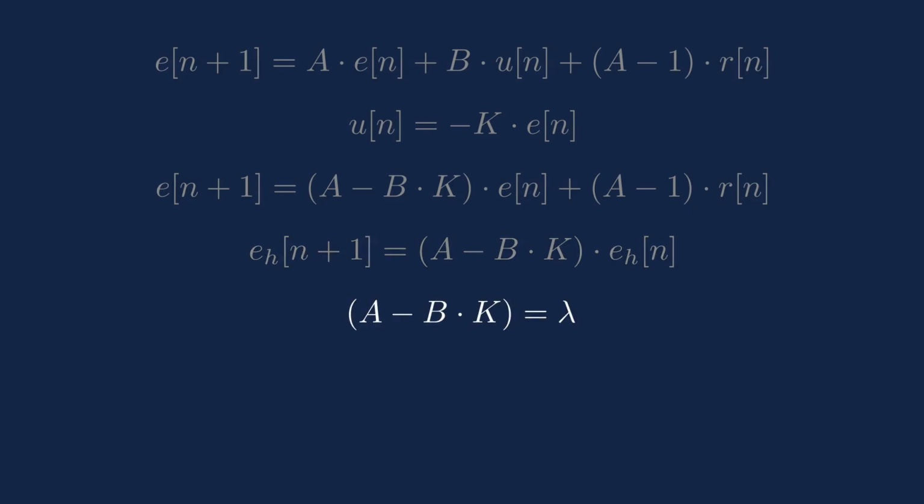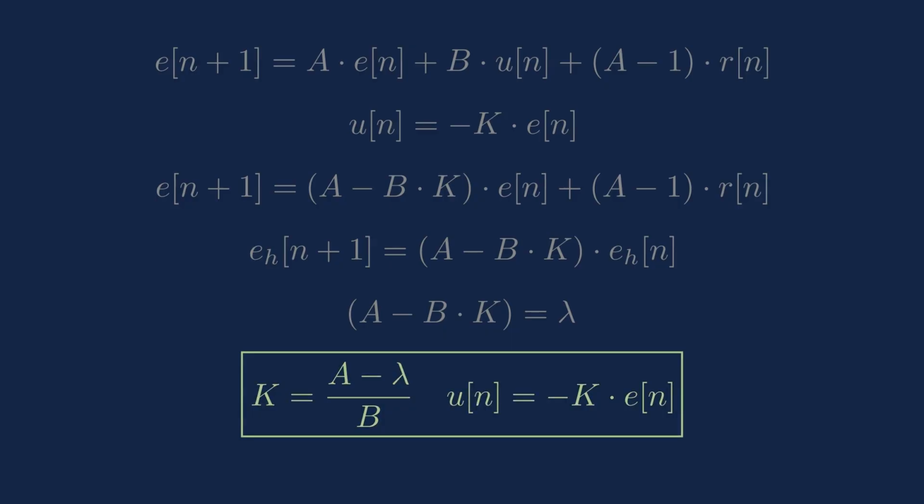We want to be able to control the value of this pole and specify the decay rate we want. Solving for k yields the following solution. Now we can select a pole/decay rate, find k, set up our input accordingly, and our system's error dynamics will behave how we wanted it to.